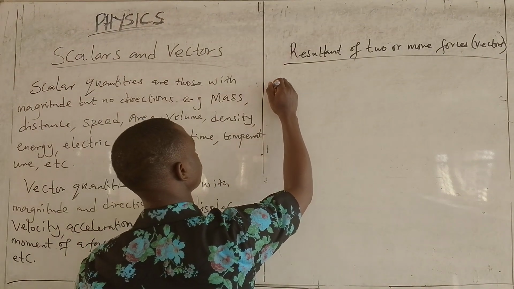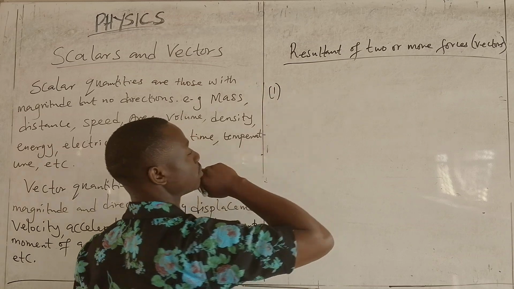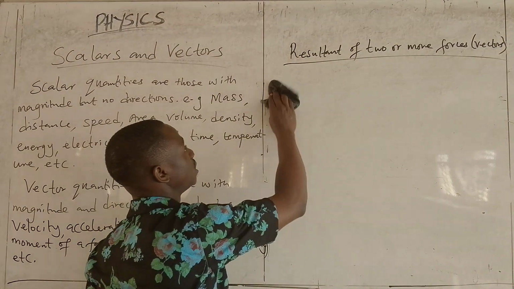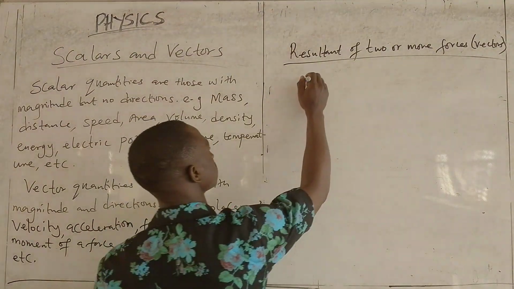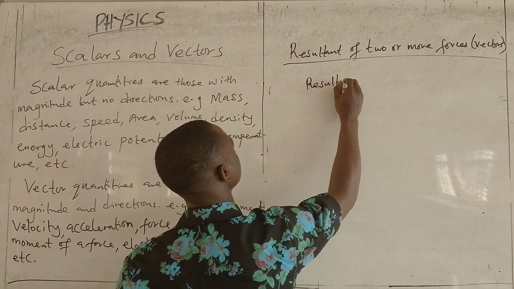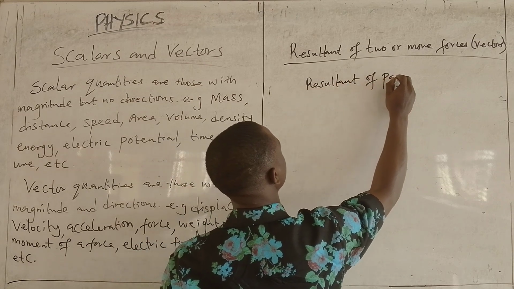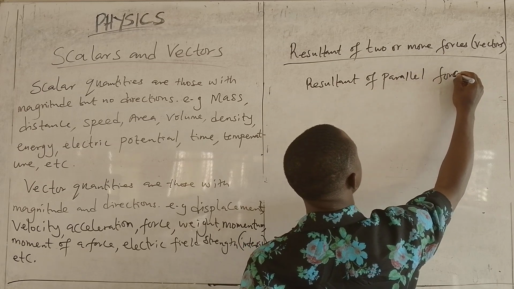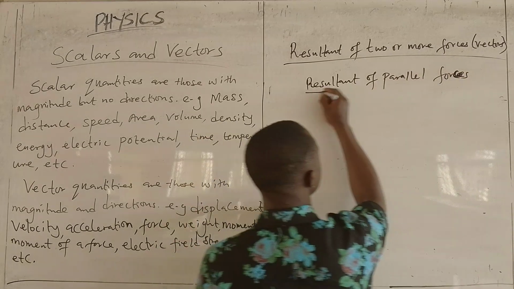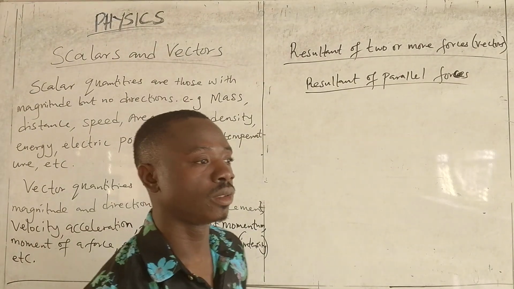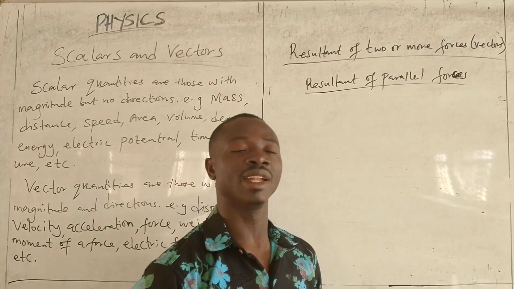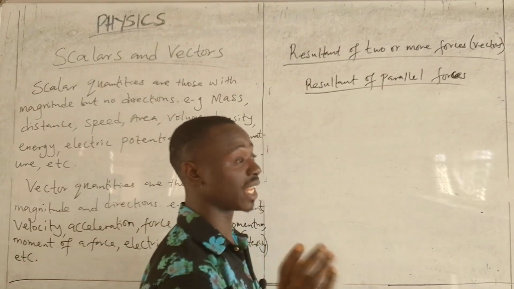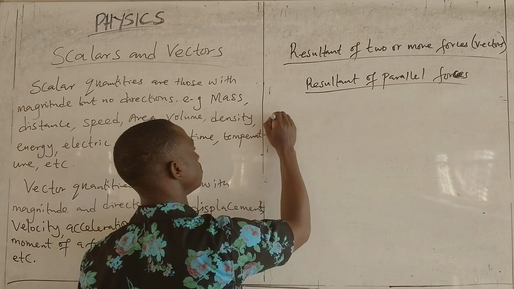So, number one, let me just give examples. Let's look at the resultant of parallel forces. Do you know the meaning of parallel forces? In mathematics, two lines are parallel if they can never meet. So parallel lines are lines that can never meet.